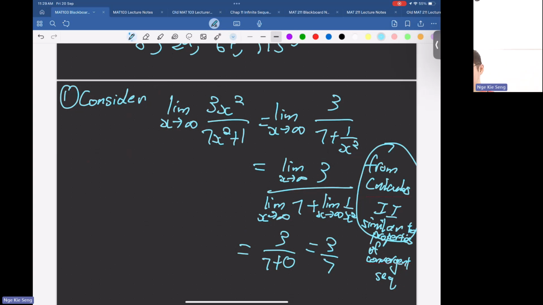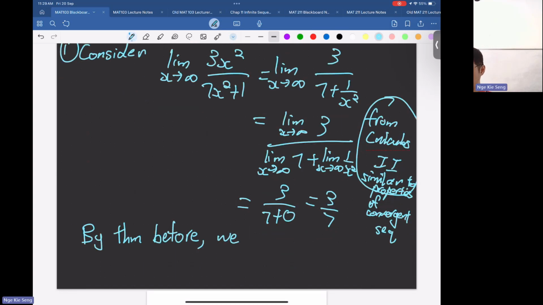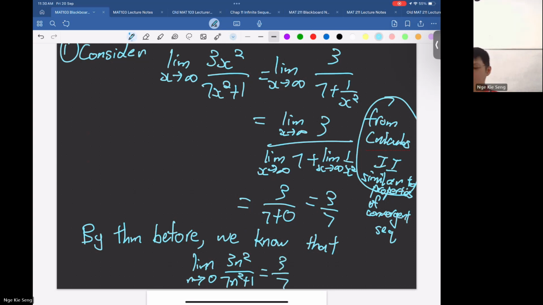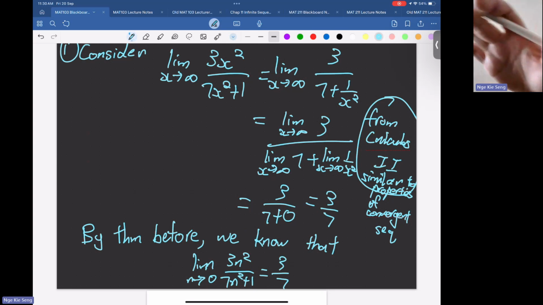Okay. So this is by the first theorem, by the theorem before. You know that the limit as n goes to infinity of 3n squared over 7n squared. So you are using the theorem before. I just taught you to use the property of convergent sequences, and no one used it. Sure. I'm not blaming you, don't worry. I was trying to motivate them to use a different way. No worries.